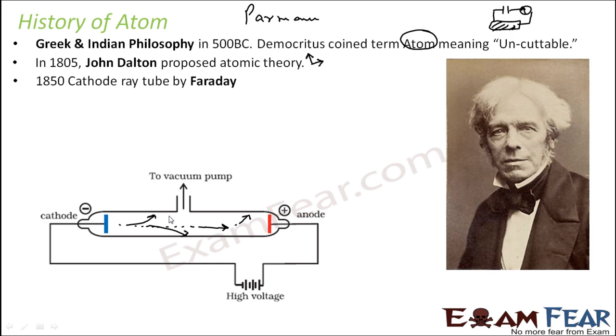So the question was why the path is deviating in the presence of a magnetic field. See, a magnetic field acts on charge, right? So that means these particles which you see in the cathode ray tube are charged particles. Right? They are charged particles.